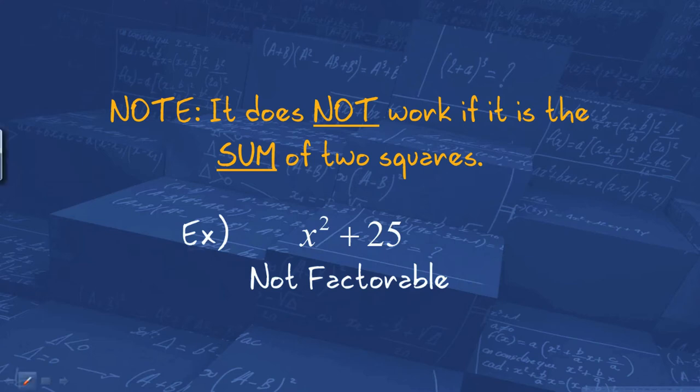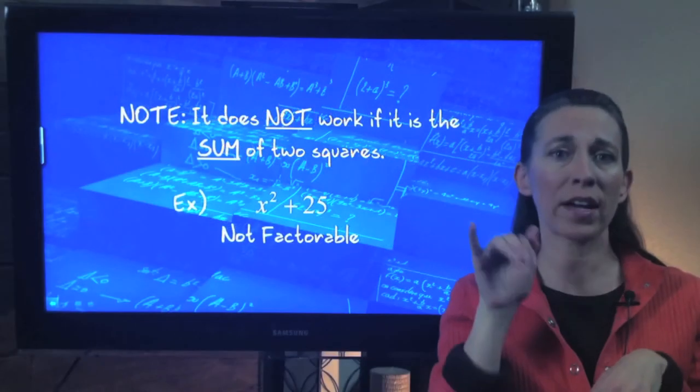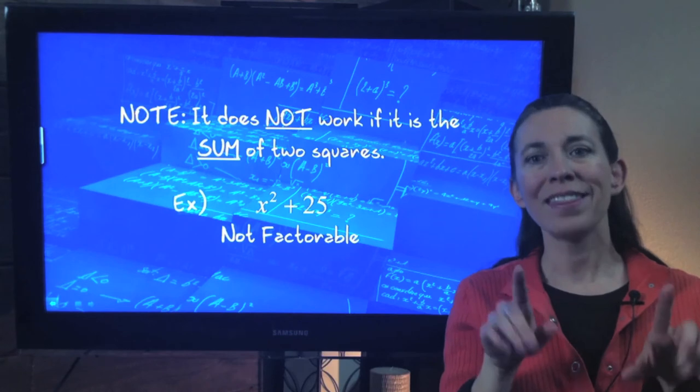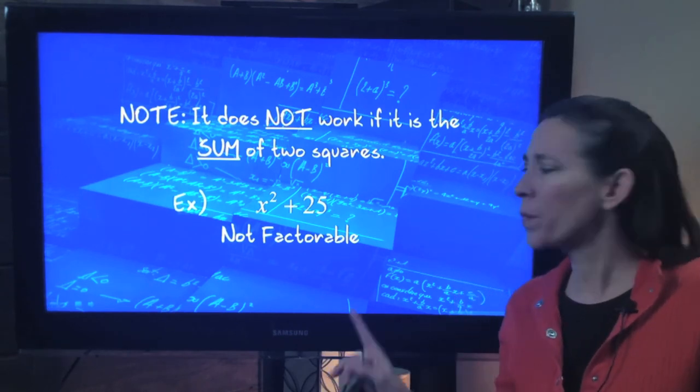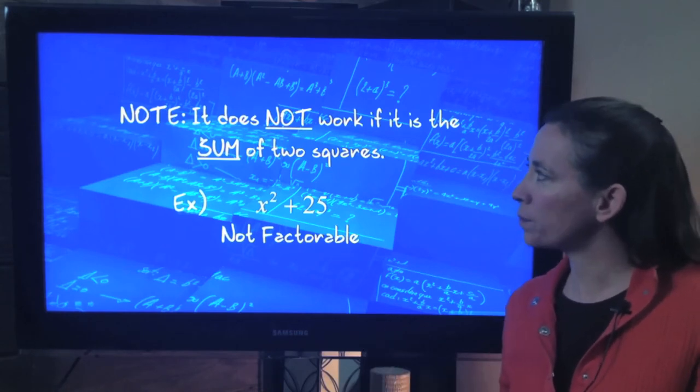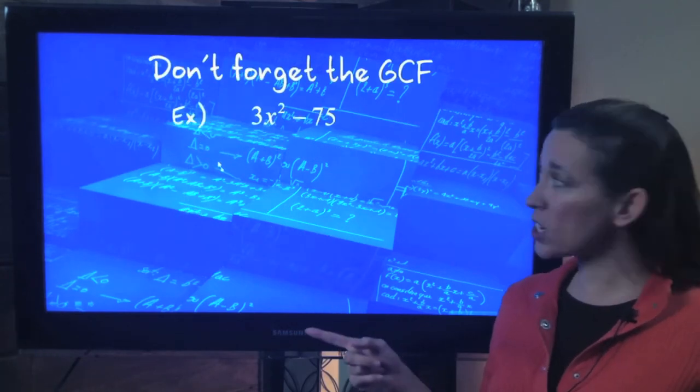If you tried x plus 5 and x plus 5, or x minus 5 and x minus 5, that's going to give you the first type of problem that we had, the perfect square trinomial. Okay, so this one is not factorable. So don't forget your GCF.